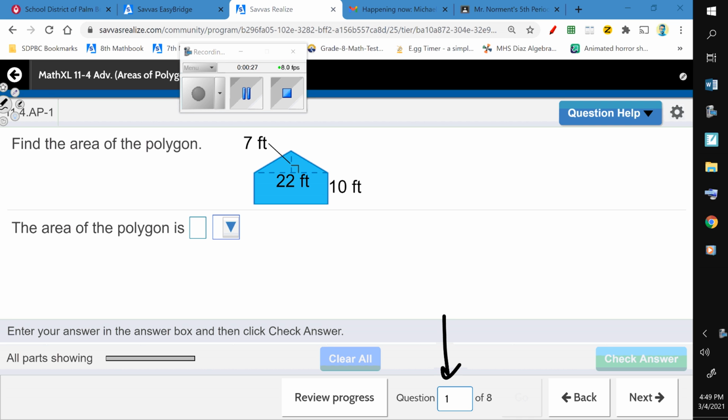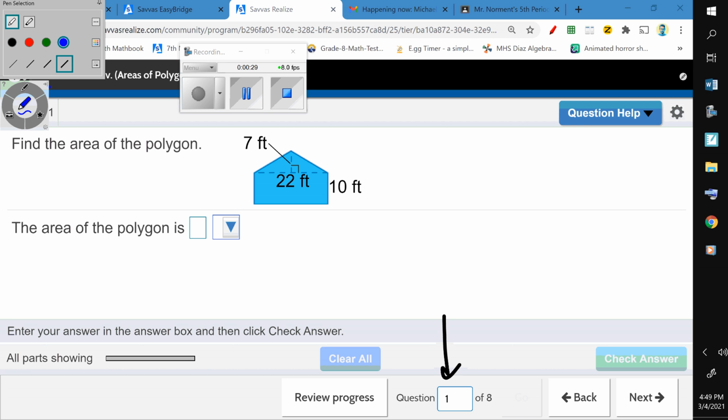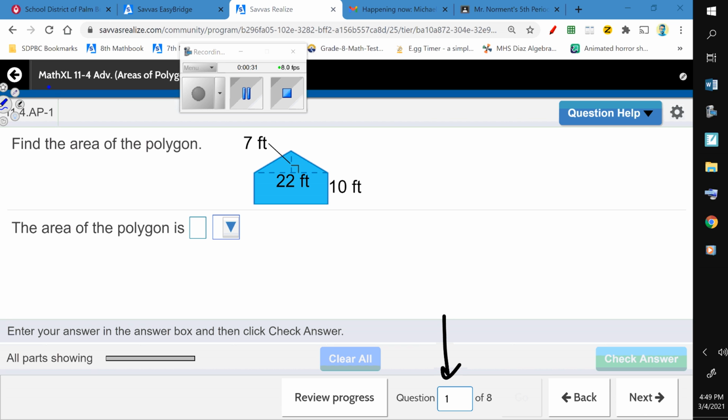I don't want to use black. I want to use blue. It's my favorite color. Find the area of the polygon. So, the questions are going to get progressively more difficult, but they're not going to be too bad, okay? Not as bad as the assignment that I didn't give you yesterday. That was bonus if you wanted to do it.